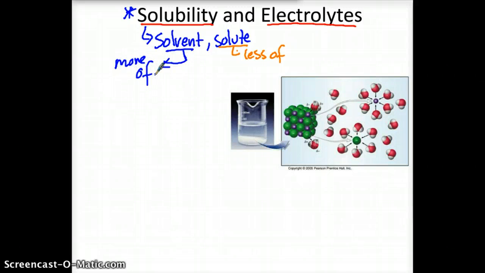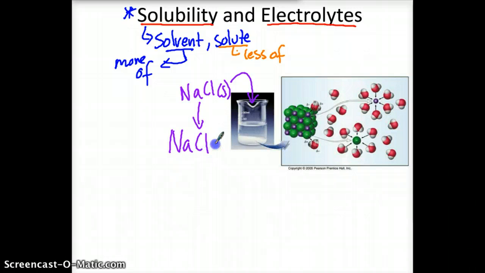So for example, let's say we take some salt, some sodium chloride, NaCl, as a solid, and we drop it into this beaker that is filled with water. We stir it up. Now that this solid is dissolved in water, we would say that it's no longer NaCl solid, it's NaCl (aq). And this aq means aqueous, which means dissolved in water. We need to recognize aq anytime we see it. It means a substance that's dissolved in water.